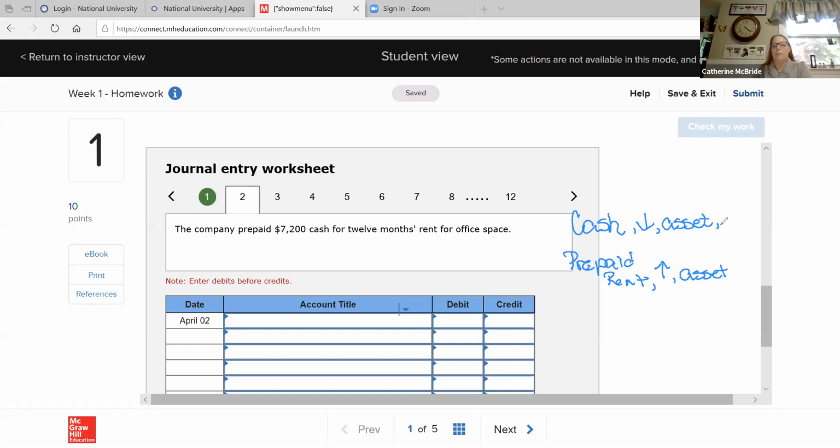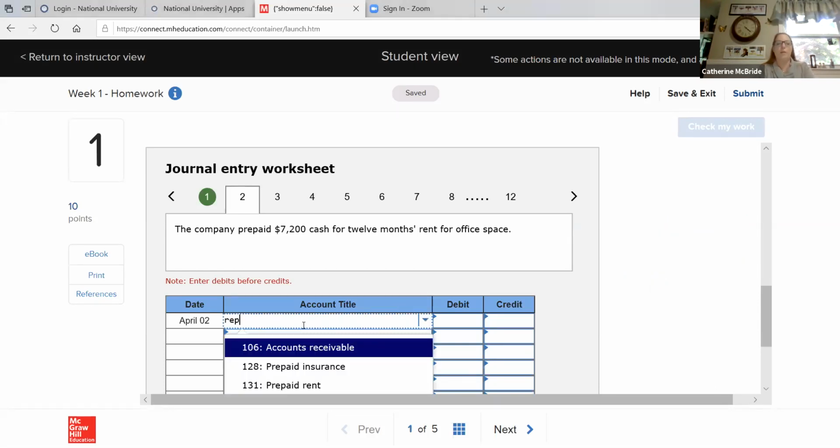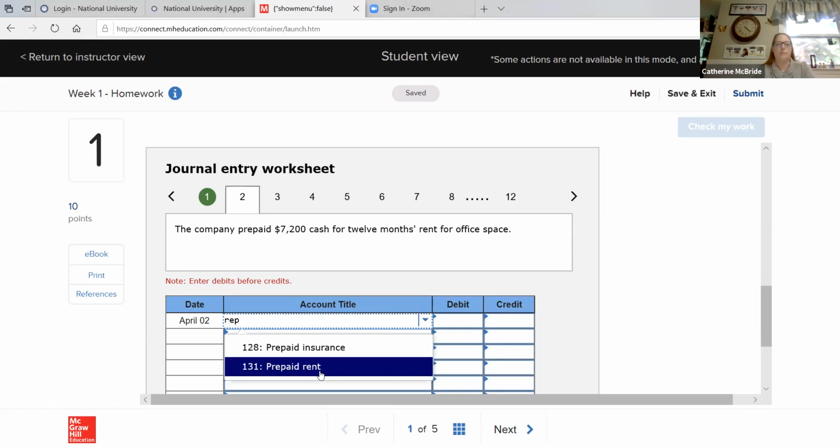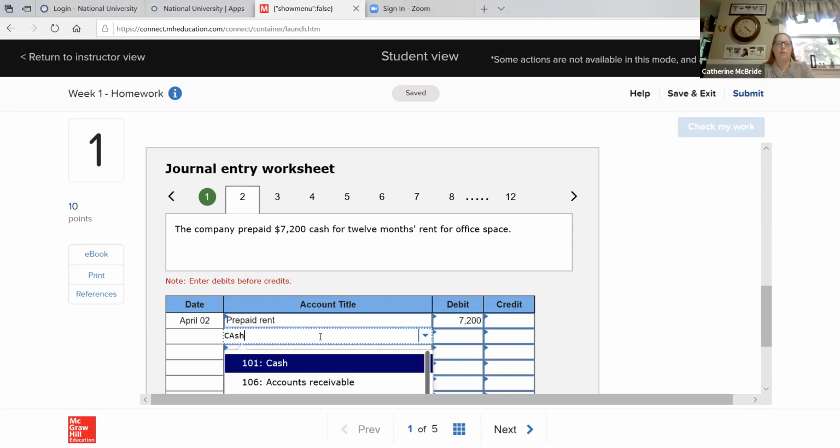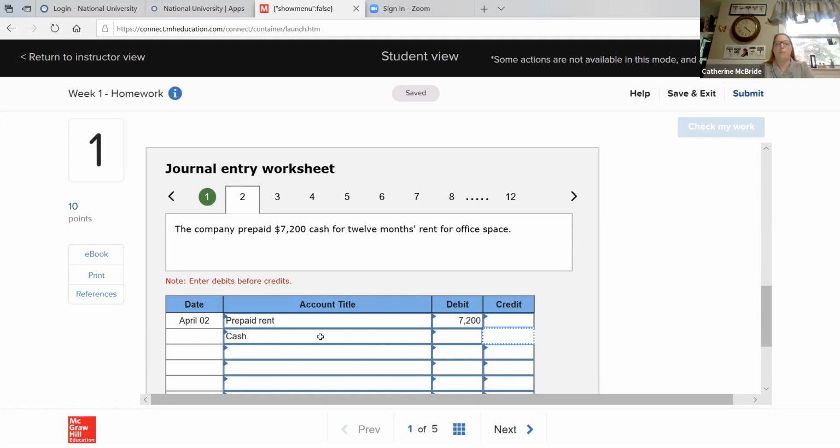Okay, now go to your resource sheet. If I decrease an asset, do I debit it or credit it? Credit. If I increase an asset, do I debit it or credit it? Debit. So I'm going to debit prepaid rent and credit cash. We will debit prepaid rent for $7,200 and we will credit cash for $7,200.